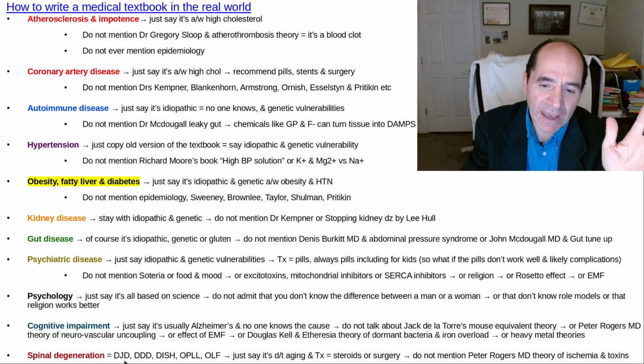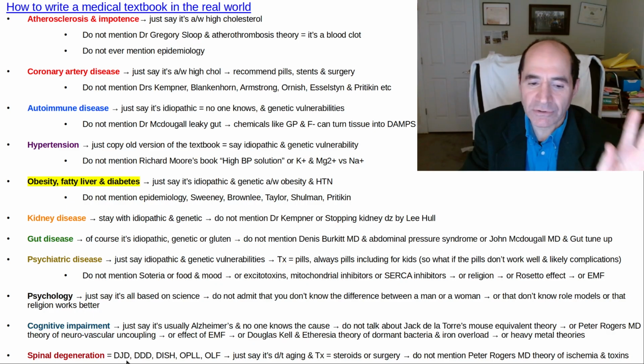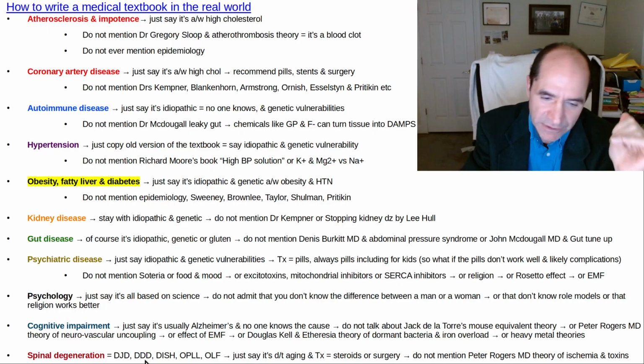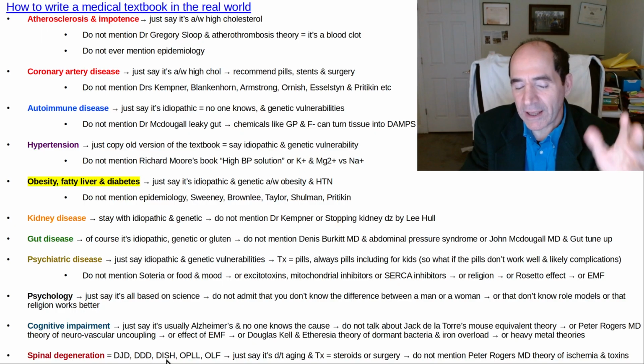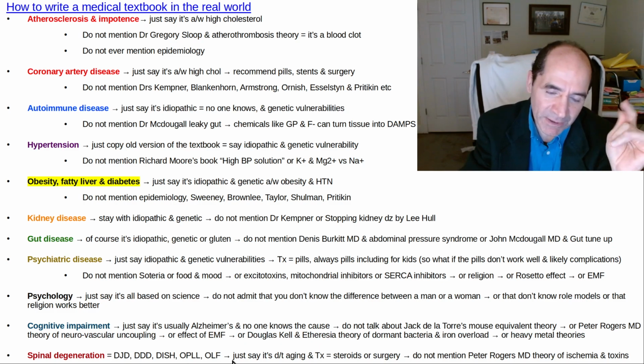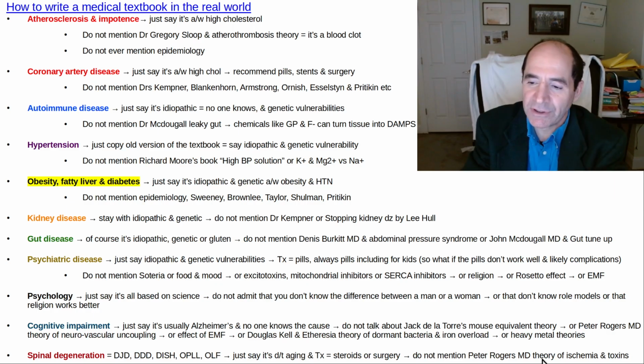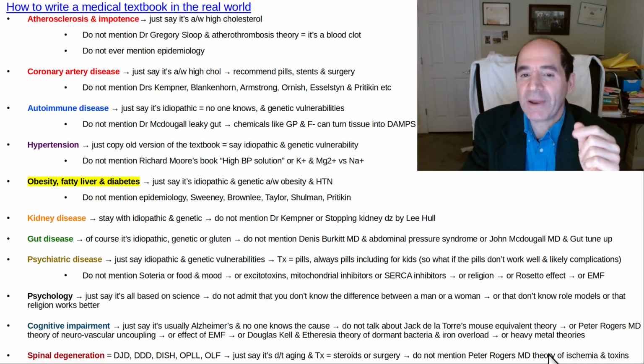Spinal degeneration, same thing. Just say it's because of aging. Give them steroids or do surgery on them. This is DJD, degenerative joint disease, DDD, degenerative disc disease, DISH, diffuse idiopathic skeletal hyperostosis, OPLL, ossification of the posterior longitudinal ligament, OLF, ossification of the ligamentum flavum. Just say it's all due to aging. Get them on pills, steroids, and surgery, okay? Don't mention the Pete Rogers theory of ischemia and toxins causing changes to the collagen, okay?